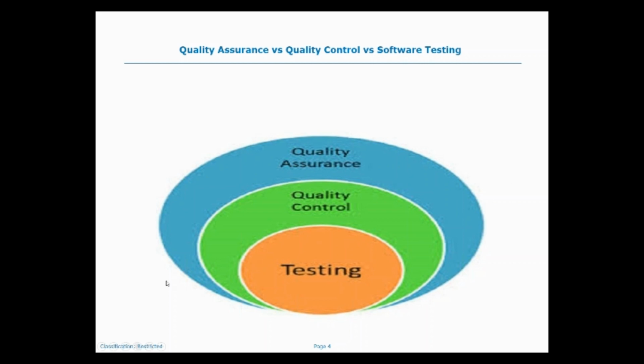Quality assurance, if you see, is the superset which is going to check the processes followed even till the testing. That's the reason quality assurance is the superset, and then comes quality control, and then comes testing. So is it clear? Are these three terms clear? Yes. Okay.